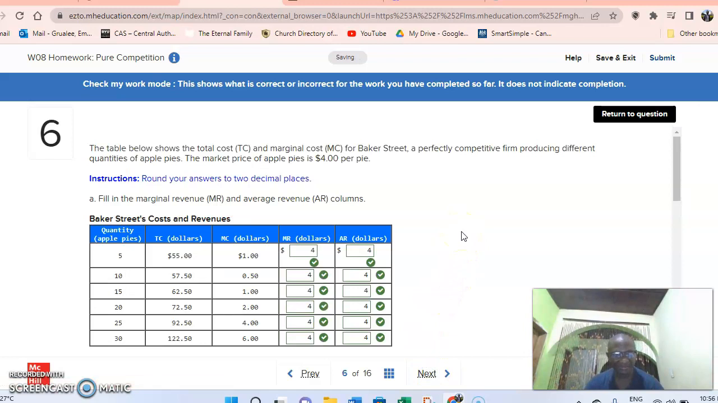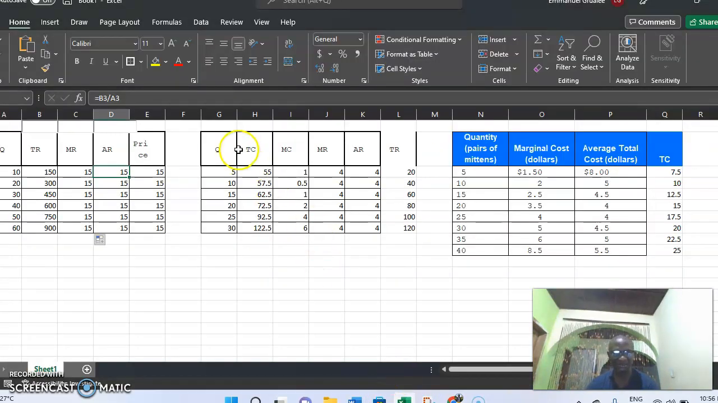Alright, so here again you are given this chart and you have to fill in marginal revenue and average revenue. Kind of the same concept again. They give you the quantity, they give you the total cost, and they give you the marginal cost. Once you have those, copy this into Excel, and put the same thing: quantity, total cost, marginal revenue, average cost. Once I build it, then I have to build my formula right here.